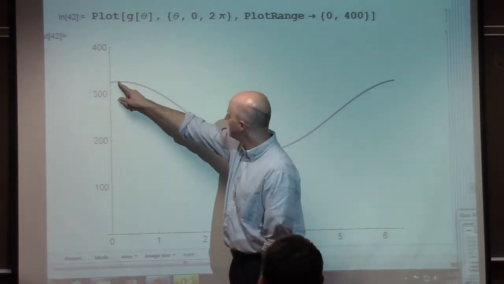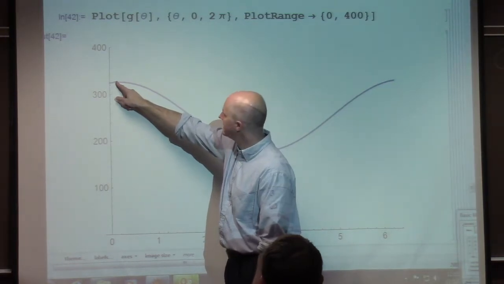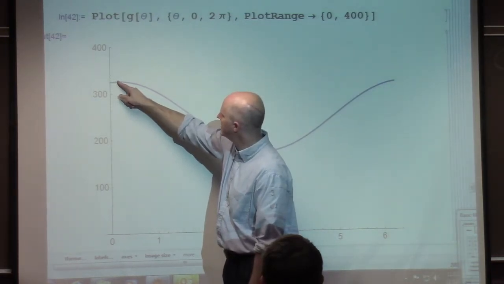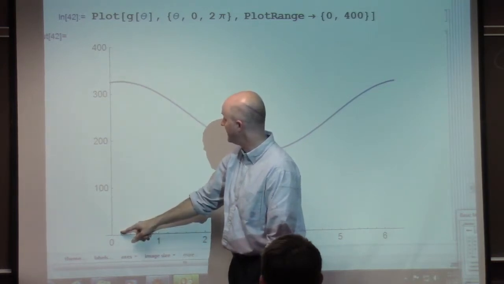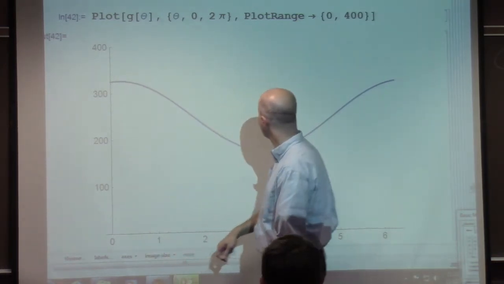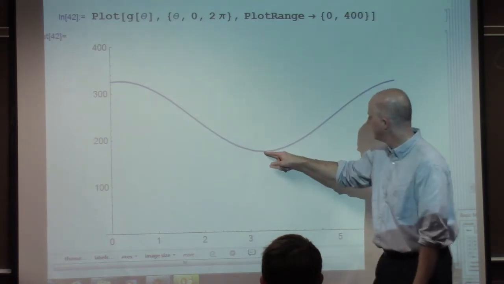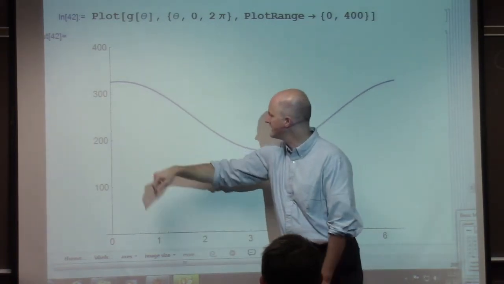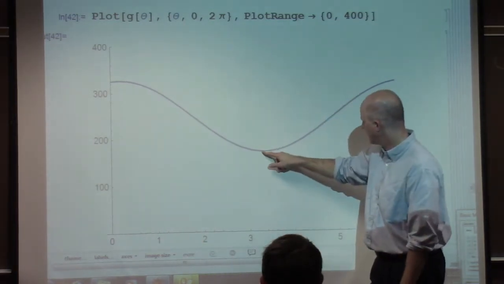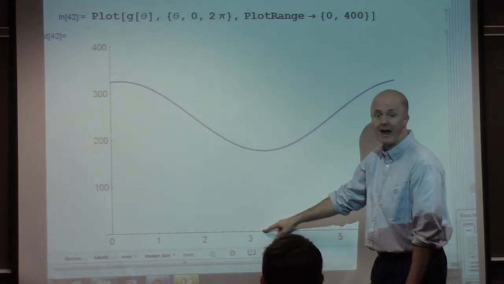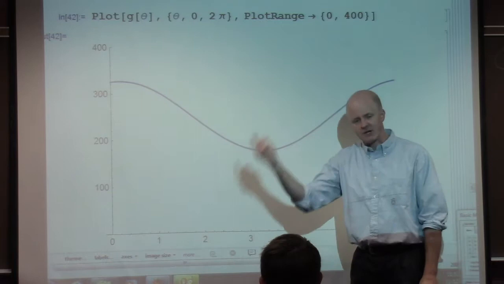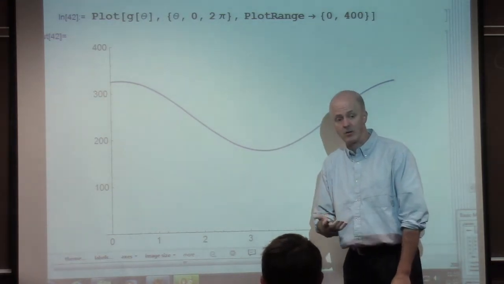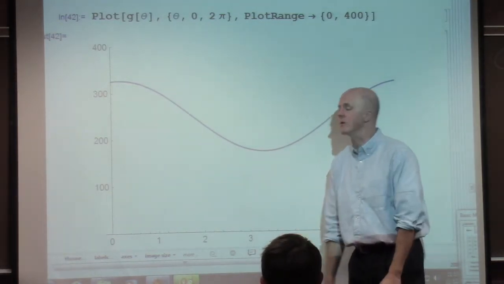Looks like a global max is going to be in the ballpark of 325 to 330. It occurs when theta is a little bit bigger than 0, and a global min of around 170 or so will occur when theta is a little bit bigger than pi, which you would have to convert back to rectangular coordinates to determine which x and y that corresponds to.